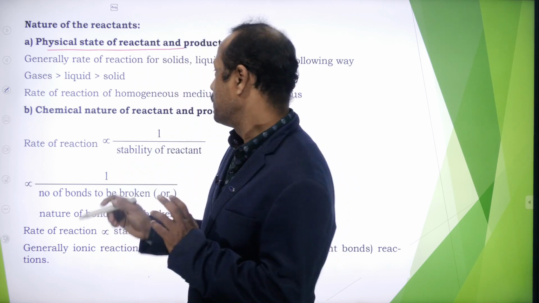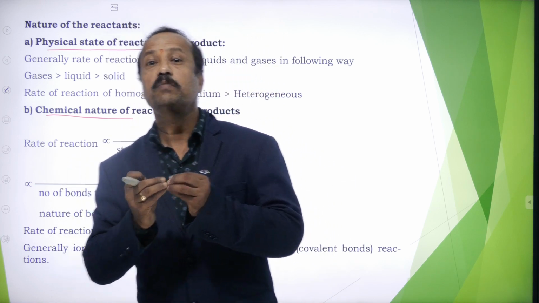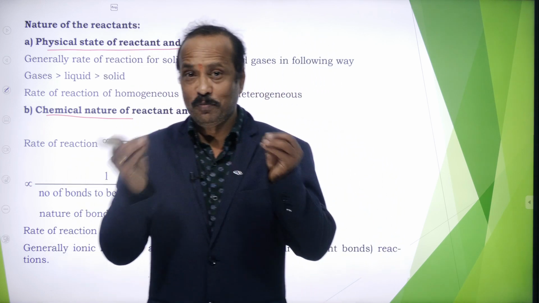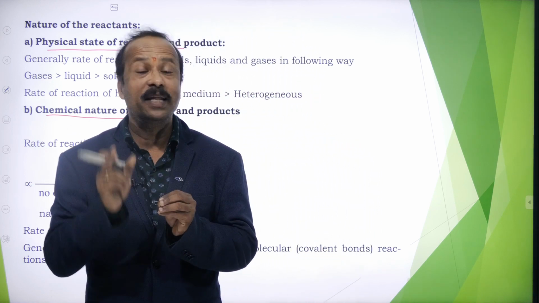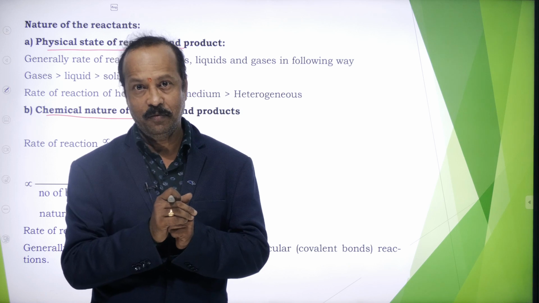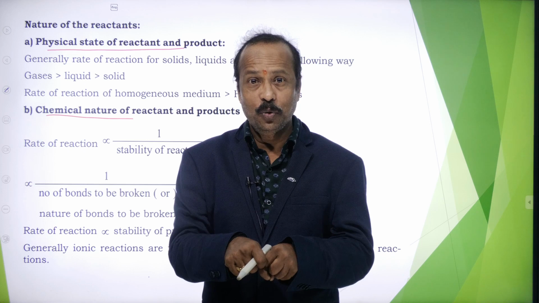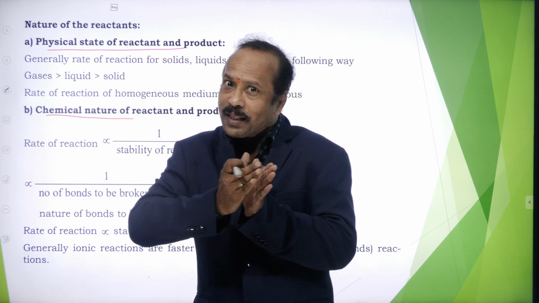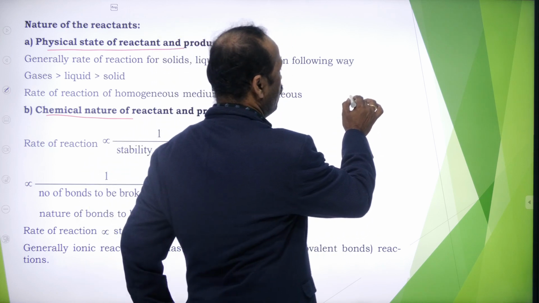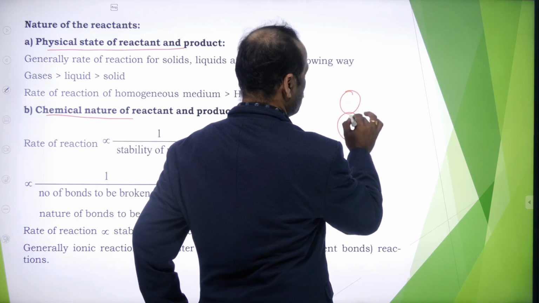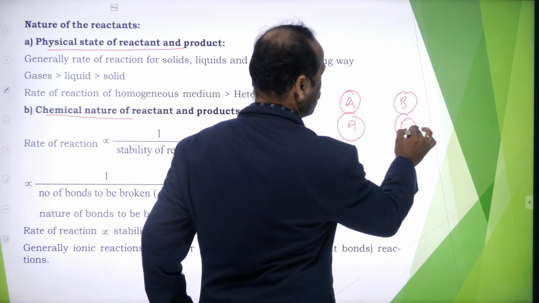Now what about the chemical nature? When you come to the chemical nature, generally if the molecules which are more stable participate in the chemical reaction, then the rate of reaction will be less. Why? Because here the molecules are already stable, so we need to break the bonds between them. In the previous class, we saw the collision theory. For example, two molecules are there: this is molecule A and the next one is molecule B. So these are the two molecules.